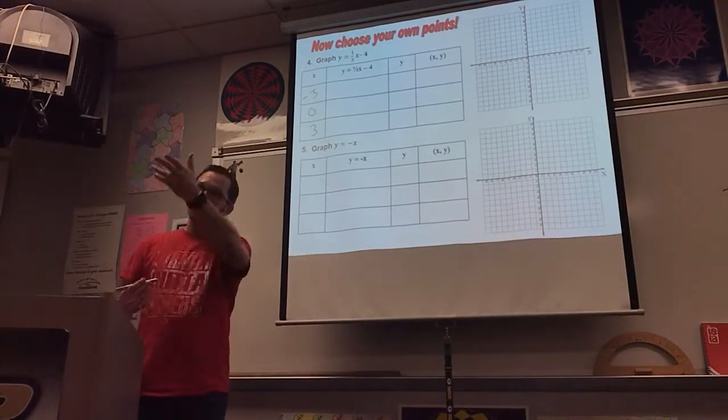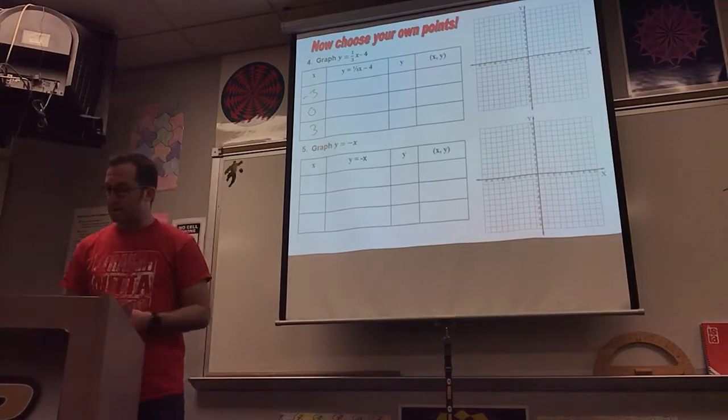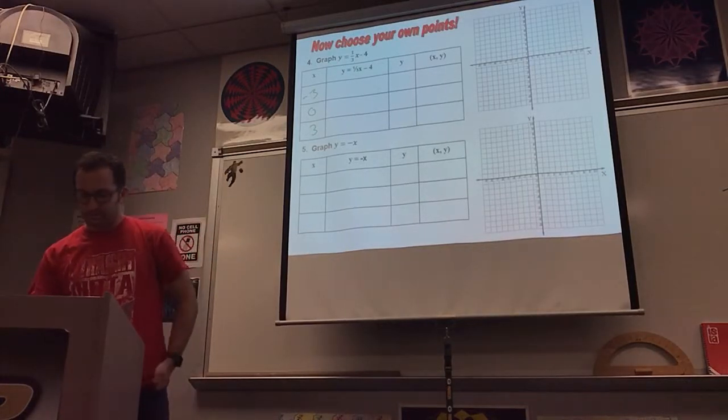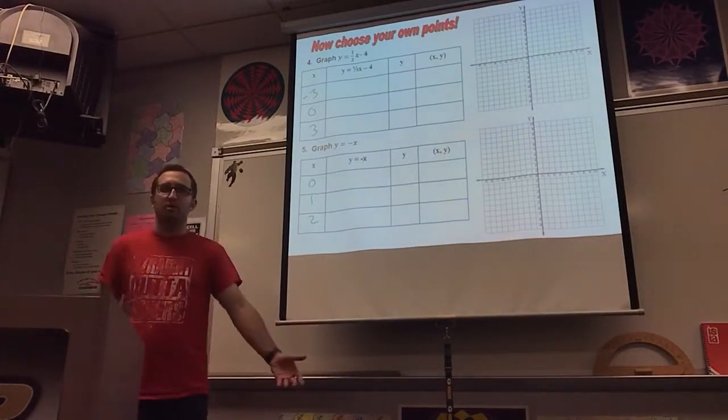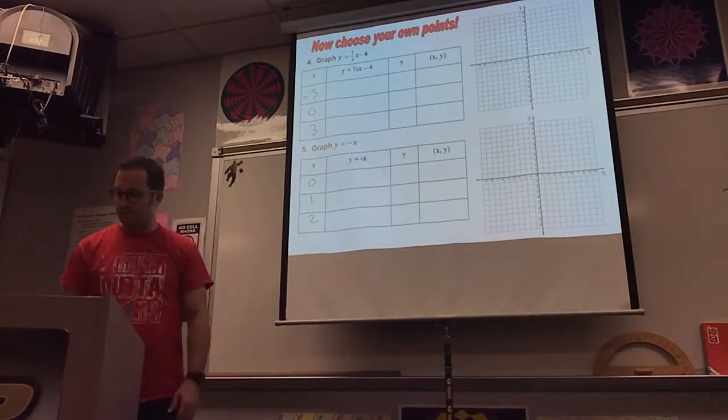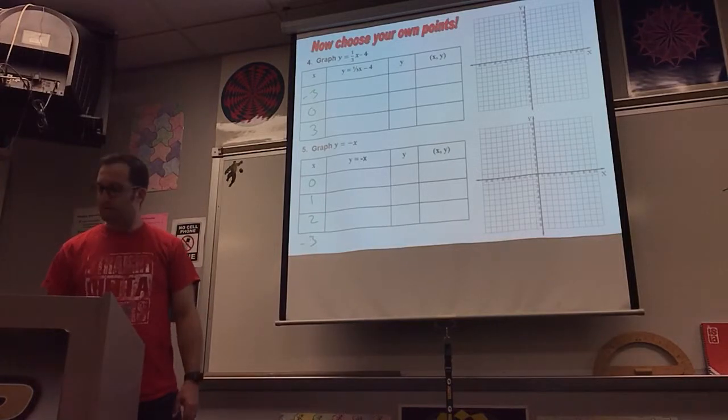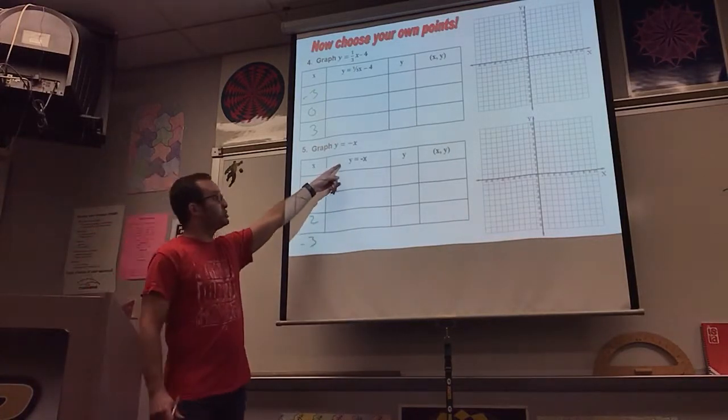We can pick whatever numbers we want. Let's use integers. Let's pick the ones we did yesterday: 0, 1, and 2. If we want to throw a negative number in there, let's throw in a -3. Now this one should be super easy.